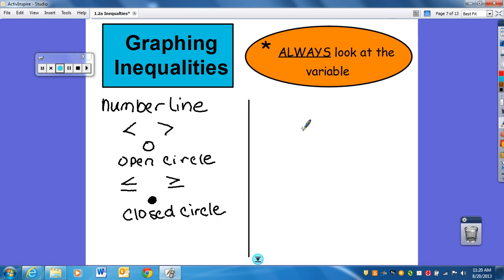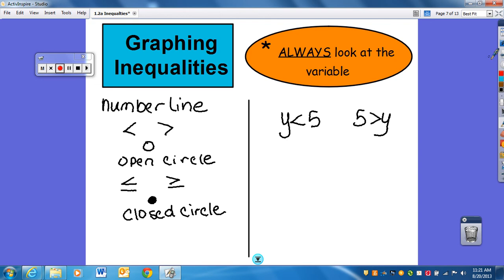The other thing to remember is we always must look at the variable first. What I mean is, if you had an example like this, y is less than 5, that means that any number that's smaller than 5 would make my inequality true. However, if I have my inequality written as 5 is greater than y, that means the same thing. Please look at the variable first. Y is less than 5. They could be written either way, and they mean the same thing.